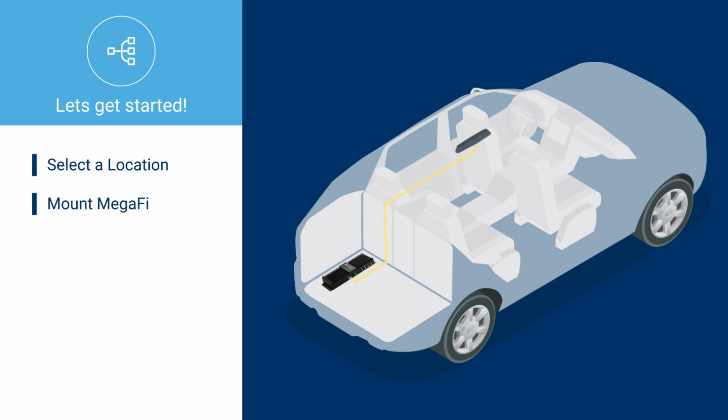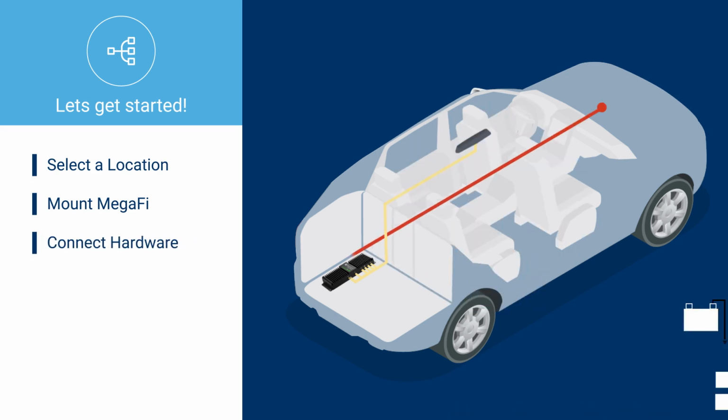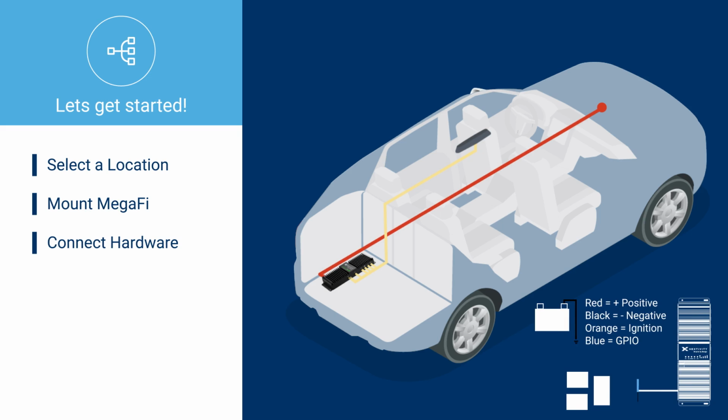Connect the antenna leads to the corresponding connectors on the MegaFi as noted in the Quick Start Guide. Take care when doing this, as connecting the antenna incorrectly may damage the antenna or the MegaFi. Now it's time to connect vehicle power to the MegaFi. Identify the four wires included in the MegaFi power cable. Connect each wire to the corresponding location on the power management block in the vehicle.